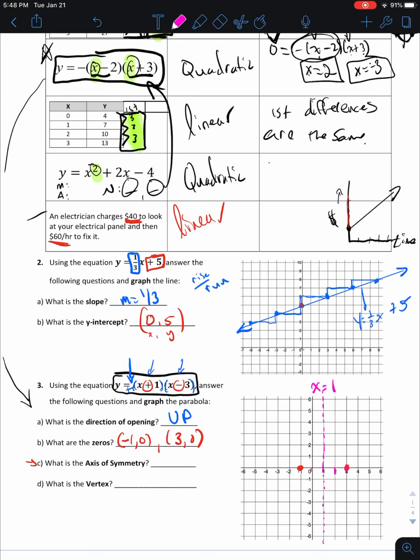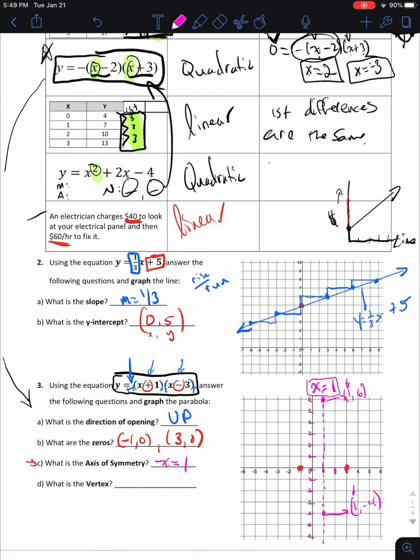And then we want you to label it. It happens when x equals 1. It doesn't matter, every point on this particular line has a value of x equals 1. So I could plot the point (1, 6). I could plot the point (1, -4). They're all going to have a value of 1 for x. And that's how you know this is the axis of symmetry. It's the equation of a vertical line. So x equals 1 is the axis of symmetry.